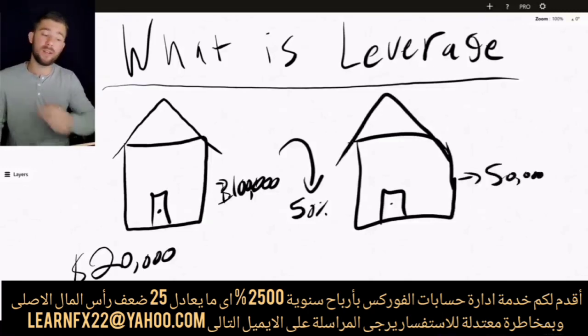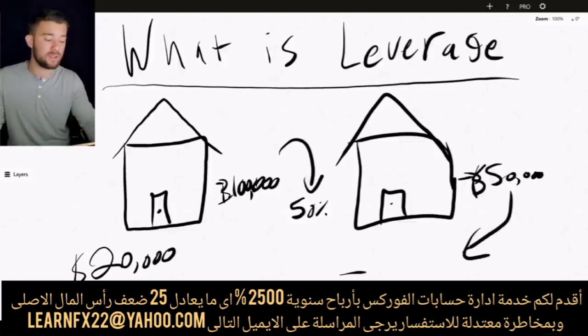So now your property that was worth $100,000 is now only worth $50,000. But guess what? That bank already told you whether the market goes up or down, you owe us our $100,000 back. So in this case, you decide to sell for a loss. How much did you lose on this house? You lost that $50,000.